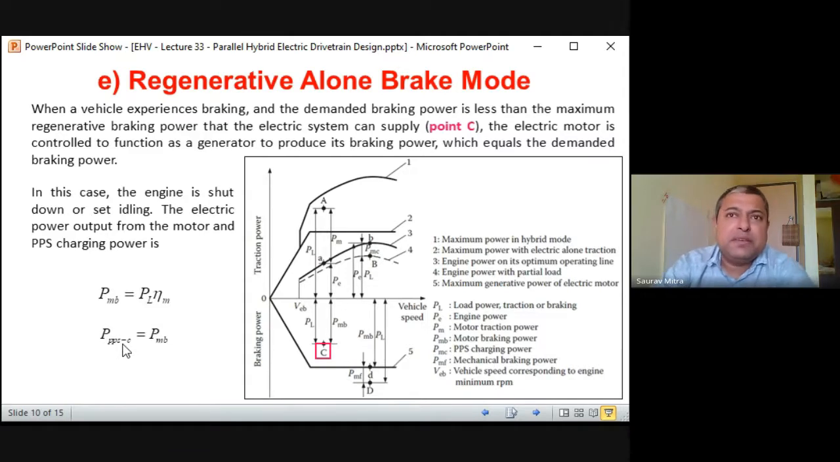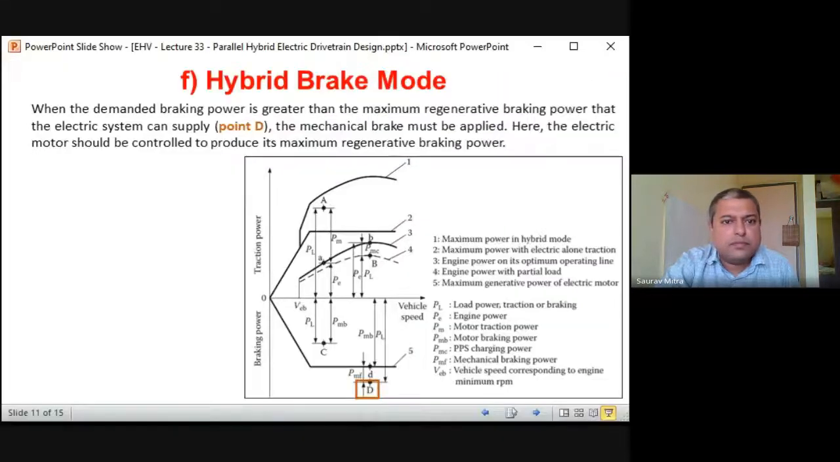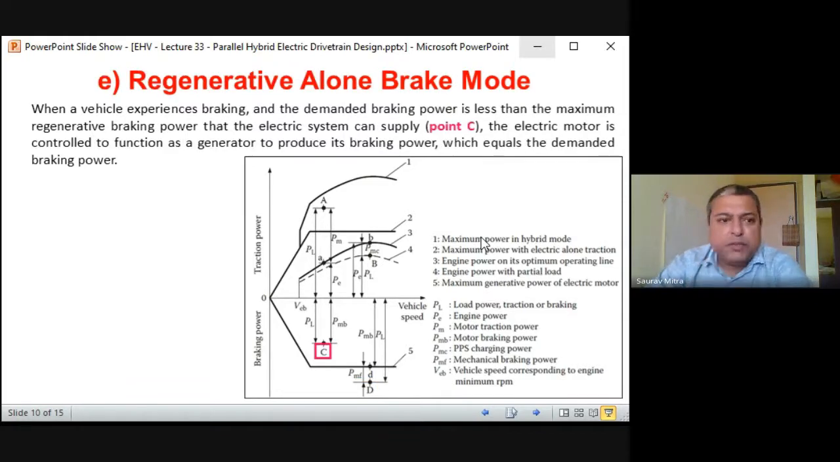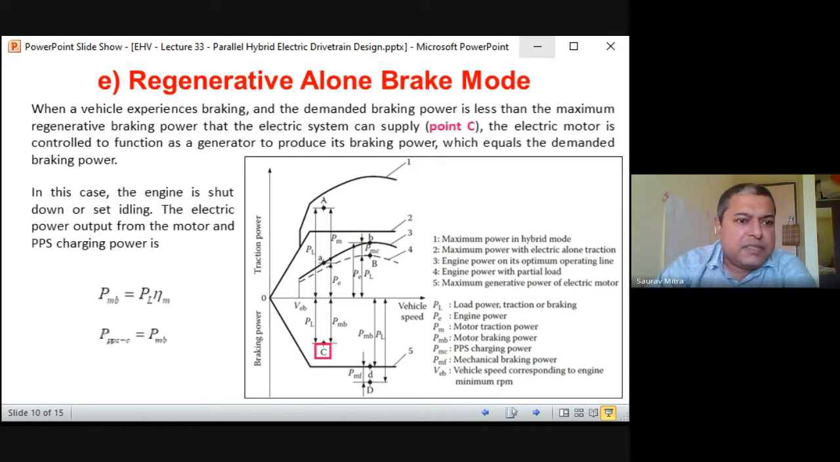This we have seen in the DC chopper kind of thing, second quadrant operation. There, while the vehicle was under braking, it was actually sending some power back to the PPPS. So this is a very important point. Okay, so the fifth one was regenerative alone brake mode. Now we are going to see the last one.